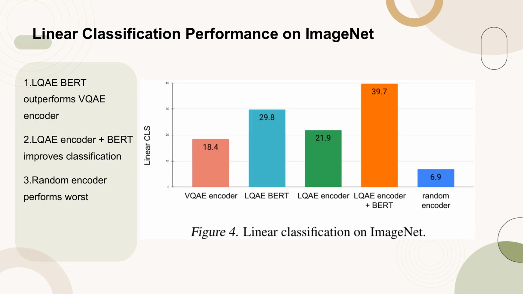Figure 4 illustrates the performance of linear classification on the ImageNet dataset, comparing the effectiveness of VQ-VAE and LQAE features. Notably, the use of RoBERTa representations extracted from conditioning on LQAE tokens significantly outperforms the VQ-VAE encoder representations. This observation suggests that despite LQAE not generating human-readable text, its learned grouping is sufficiently powerful for training a linear classifier on top of RoBERTa representations. The figure clearly shows that LQAE BERT achieves the best performance, followed by LQAE encoder combined with BERT, while the random encoder performs the worst.